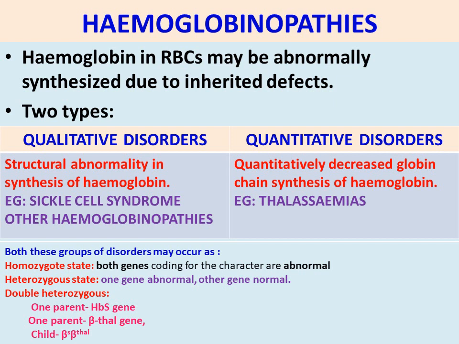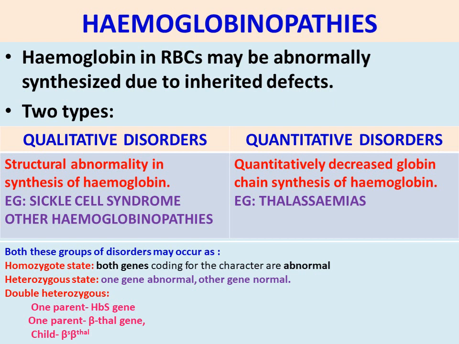Then quantitative disorder: quantitatively decreased globin chain synthesis of hemoglobin. So here globin chain synthesis will get decreased, the globin chain being present in hemoglobin. That decreased globin chain synthesis is thalassemia. Both these groups of disorders may occur as homozygous state or heterozygous state. Homozygous state means both genes coding for the character are abnormal. Heterozygous state means one gene is abnormal and the other gene is normal.